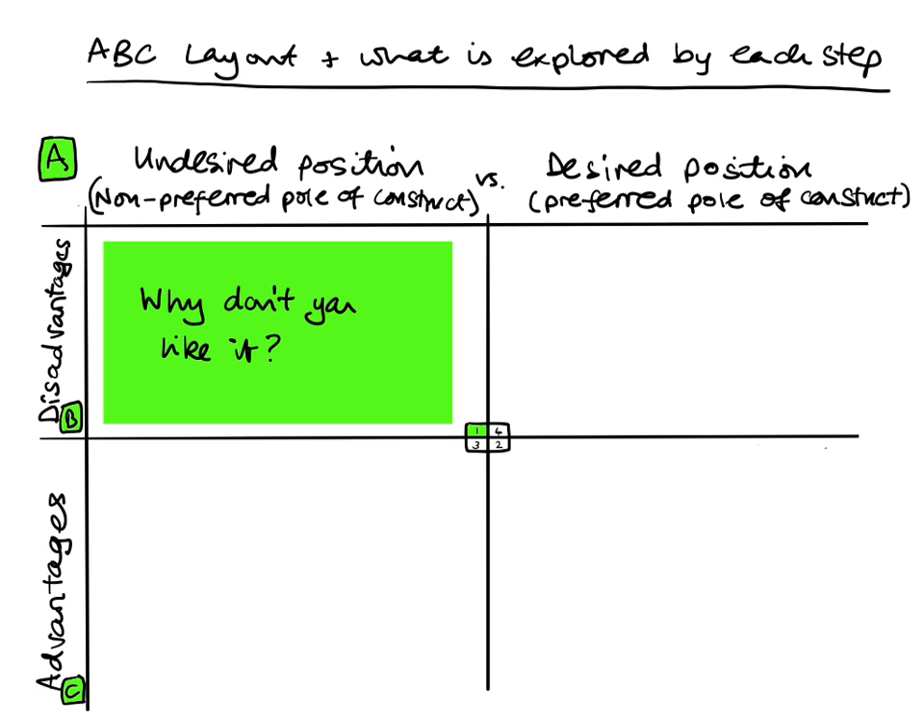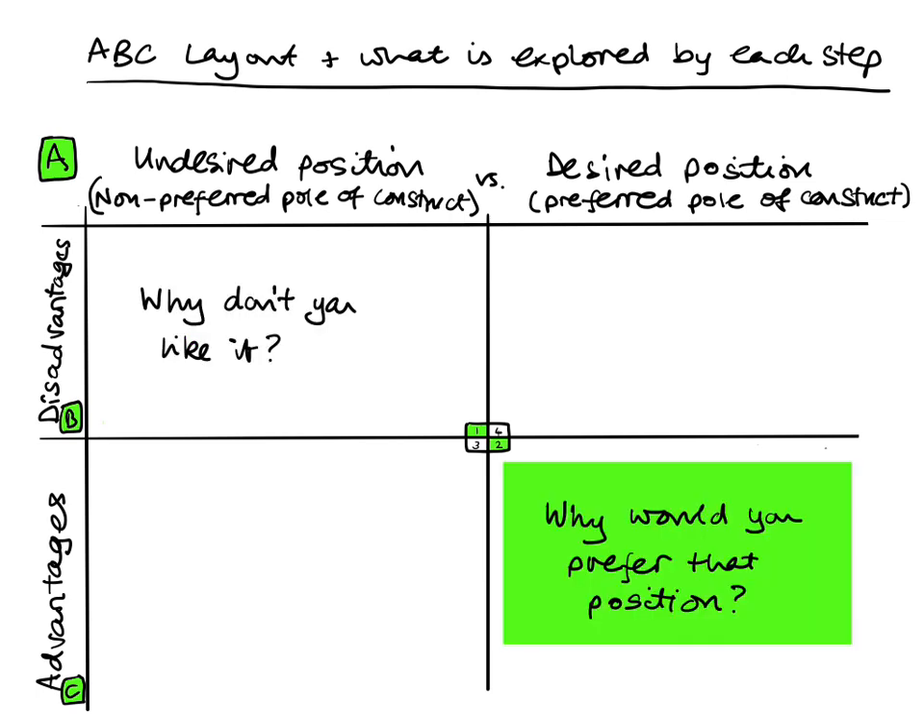First thing to explore is what's wrong with the undesired position. Why doesn't the person like it? The second thing is the reason for preferring the desired position. So why would you prefer that pole of the construct?